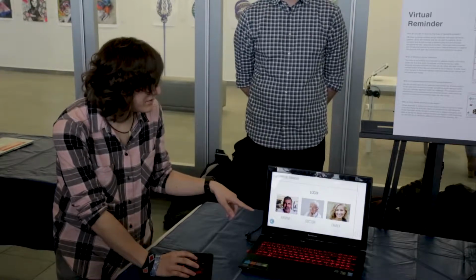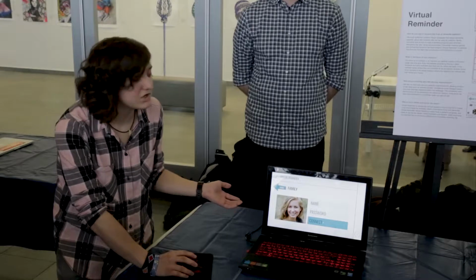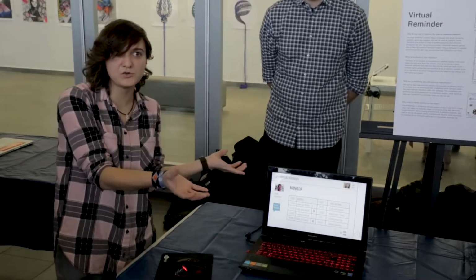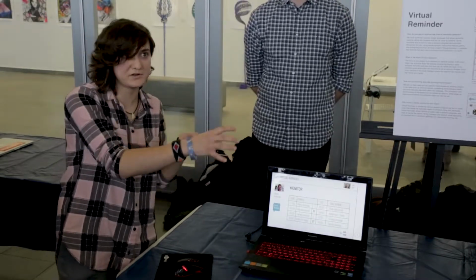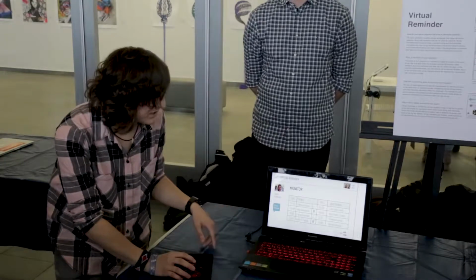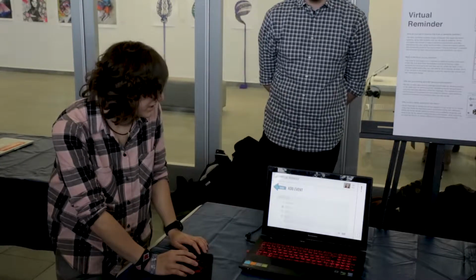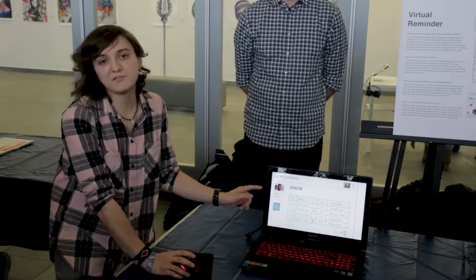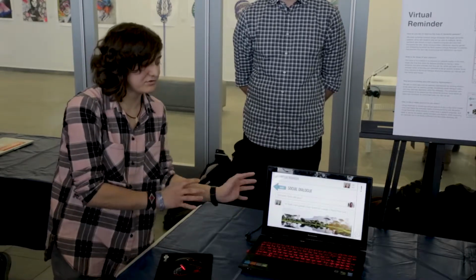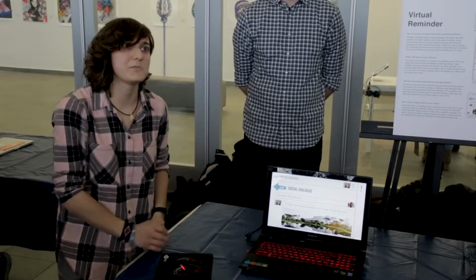As for the family, they also have the normal login, and they have an overview of what the family members are doing. They can also add tasks for them if they would like, and they also have the social dialogue so that they can communicate with the family.